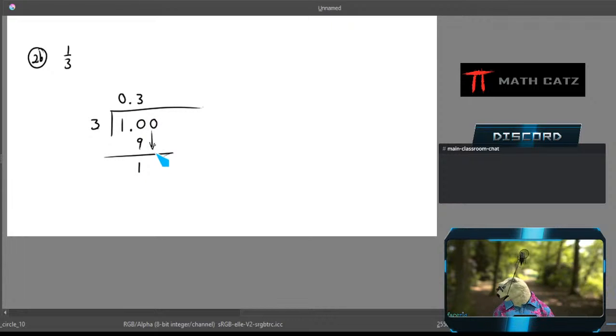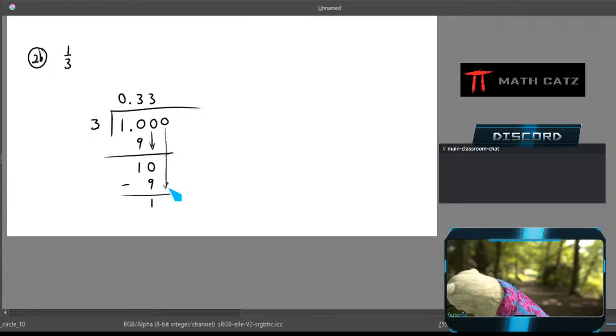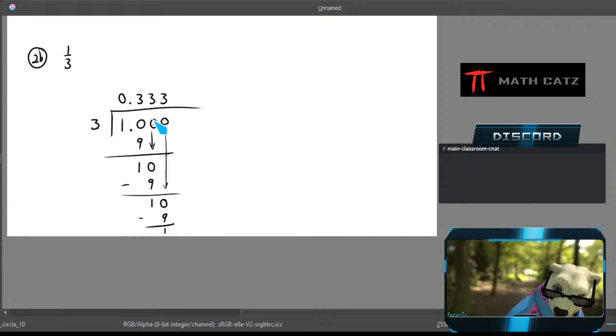Bring down another 0 because my remainder isn't 0 yet. 3 goes into 10 3 times. 3 times 3 is 9. And then you're waiting for little Timmy to say, but wait, this is going to happen every single time. I'm never going to get out of this loop. Every time there's 1 left. Every time it's 3 times. I'll go on forever. Yes, you will. So you see here, there's a repeating section, which means I'm never going to get a remainder of 0. This is going to go on forever.